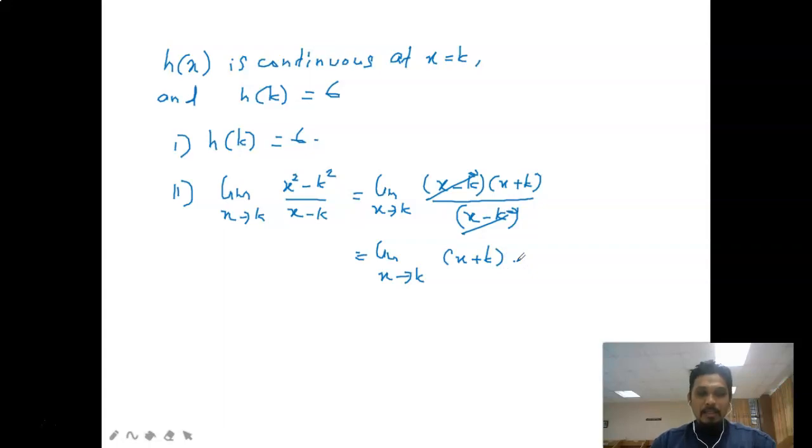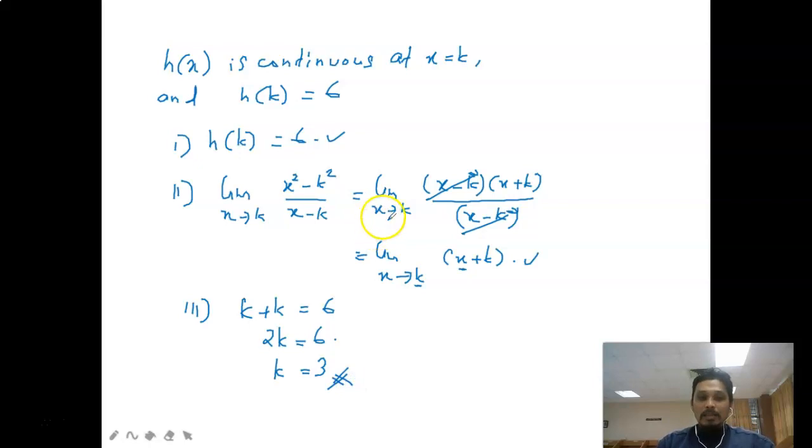Okay, and then let's compare this and this. So for the third case here, let x approaching k. Just imagine that the value of x is k. So we substitute k plus k equal to 6, where 2k equal to 6 and k equal to 3.